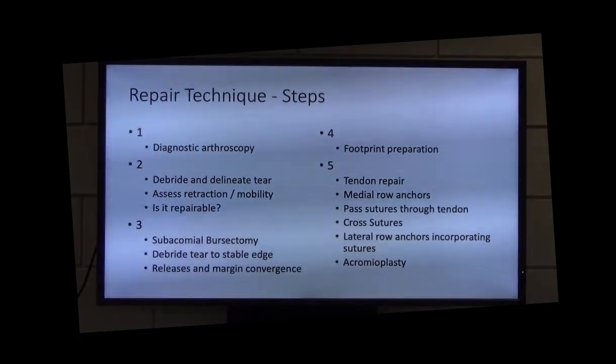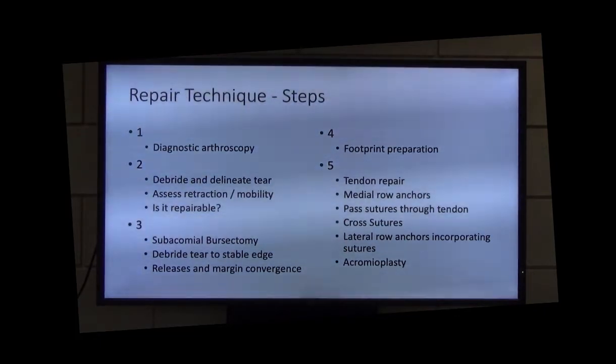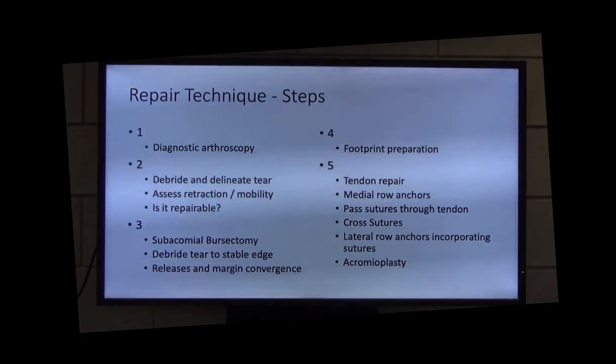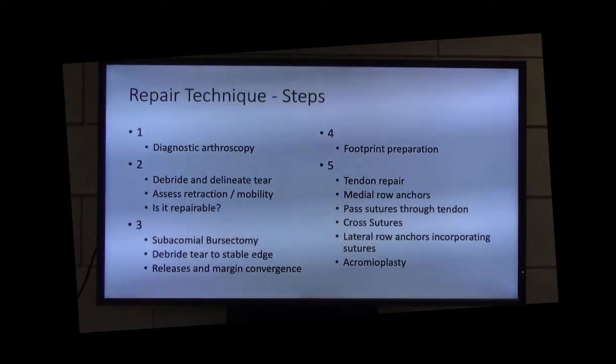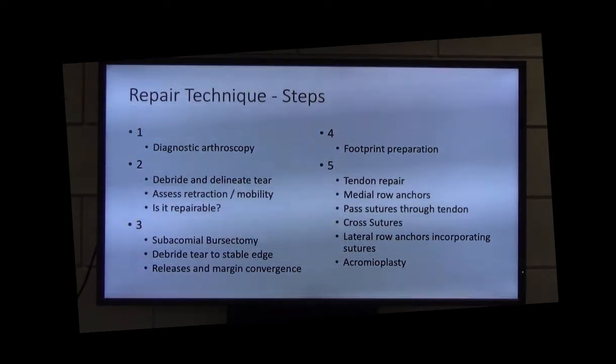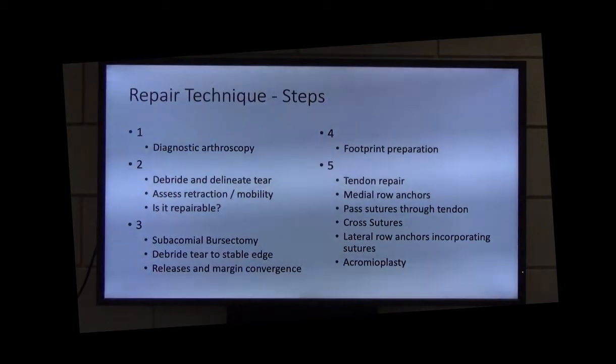Place your medial row anchors, then pass your sutures through the tendon. I cross over the sutures and then incorporate them into a lateral row. And then I do the acromioplasty at the end generally, although sometimes if you've got very little space in your subacromial space, you might do the acromioplasty first.